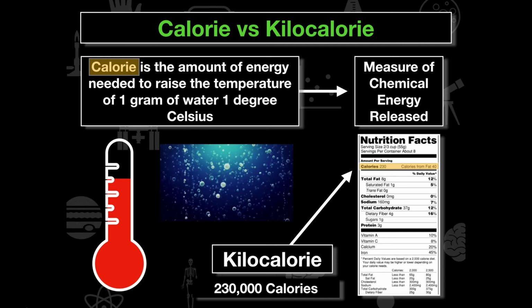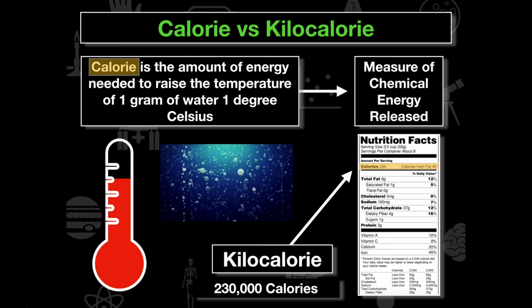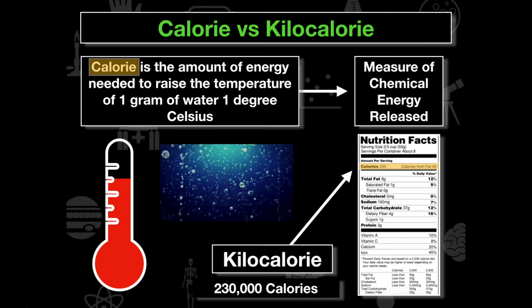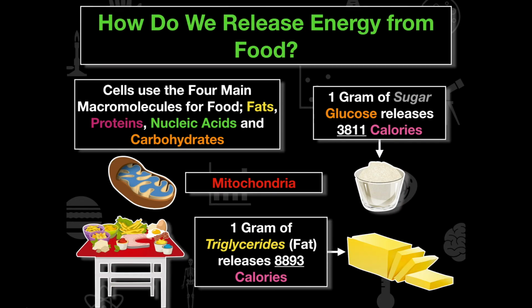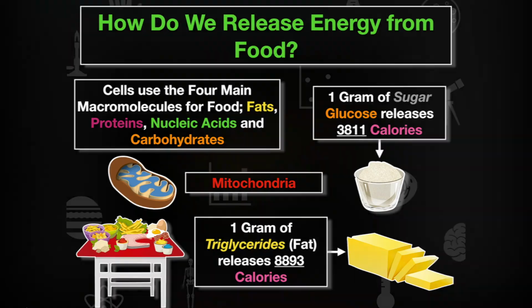So when you look on the nutrition facts, what you're actually seeing is the calculation for kilocalories. And if we go back to our example here, that 3,811 calories, well, that's technically kilocalories. We call them calories for short. And that 8,893 calories, again, is technically kilocalories. We're measuring it in kilocalories, but we use the word calories because it's easier for people to understand.